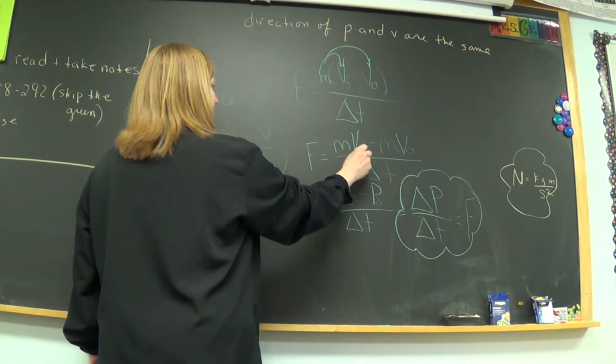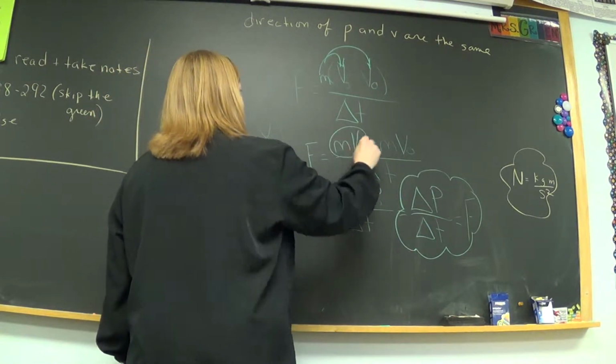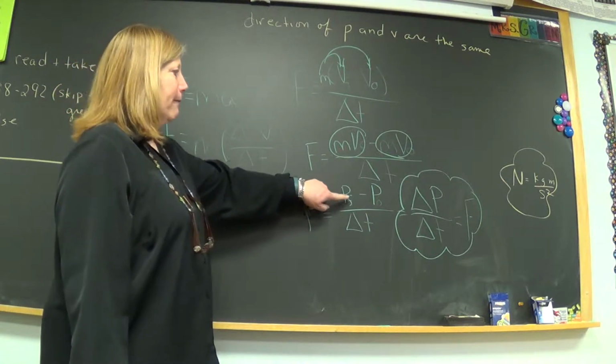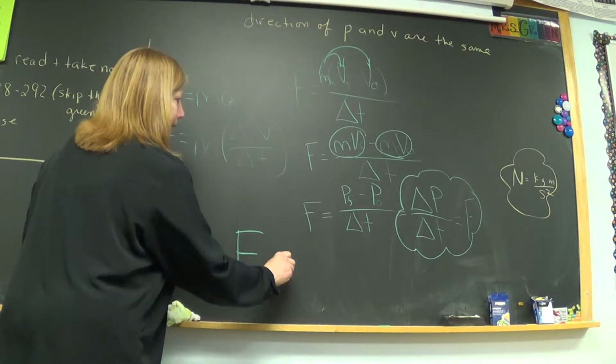and it became mvf minus mvo, which is just momentum. Is that not just momentum, mv? So she calls it pf minus po. So I'm just going to write it with f on the left.